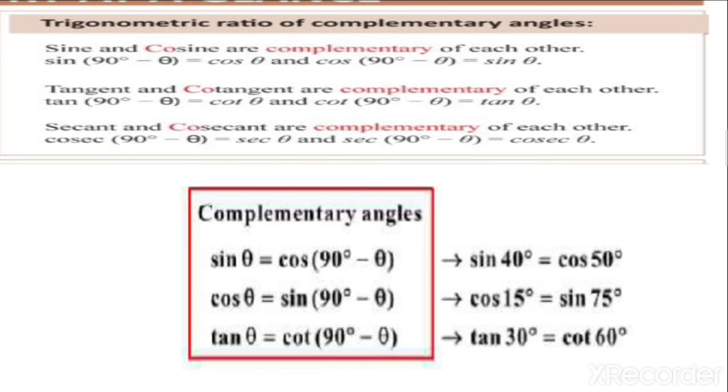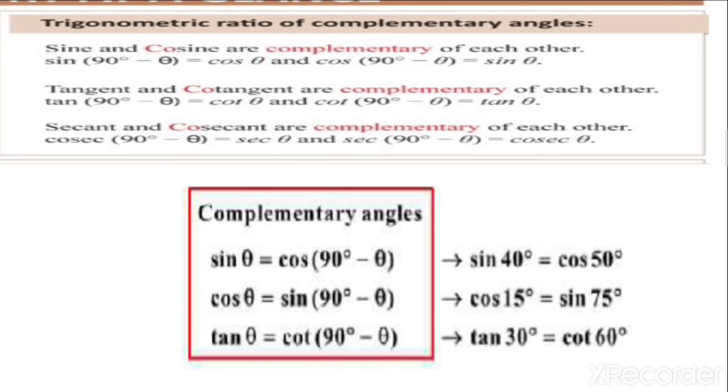That means the other will be what? Cos 90 minus theta. Like for example, I said 20 degree to you. Find the complementary angle of 20 degree. What you are doing in your junior classes? You took, let the complementary angle be x. Then what you wrote? 20 plus x is equal to 90 degree. Then x is equal to 90 minus 20 and x is equal to 70 degree.